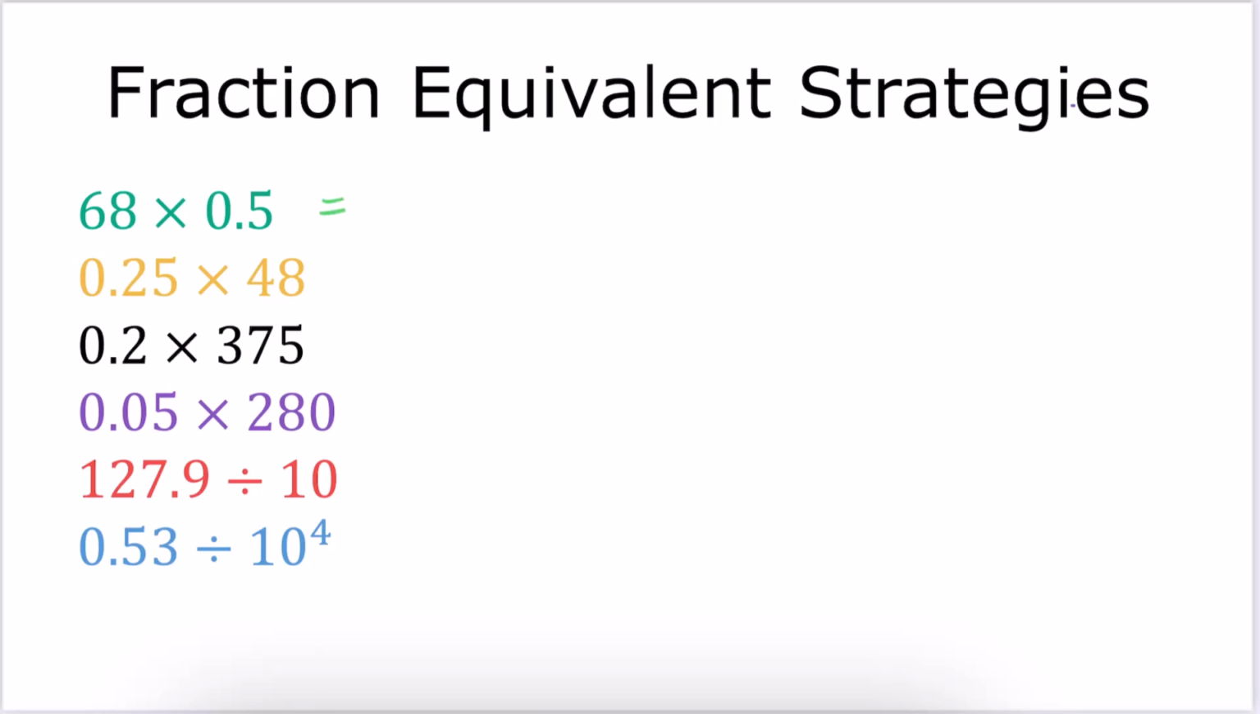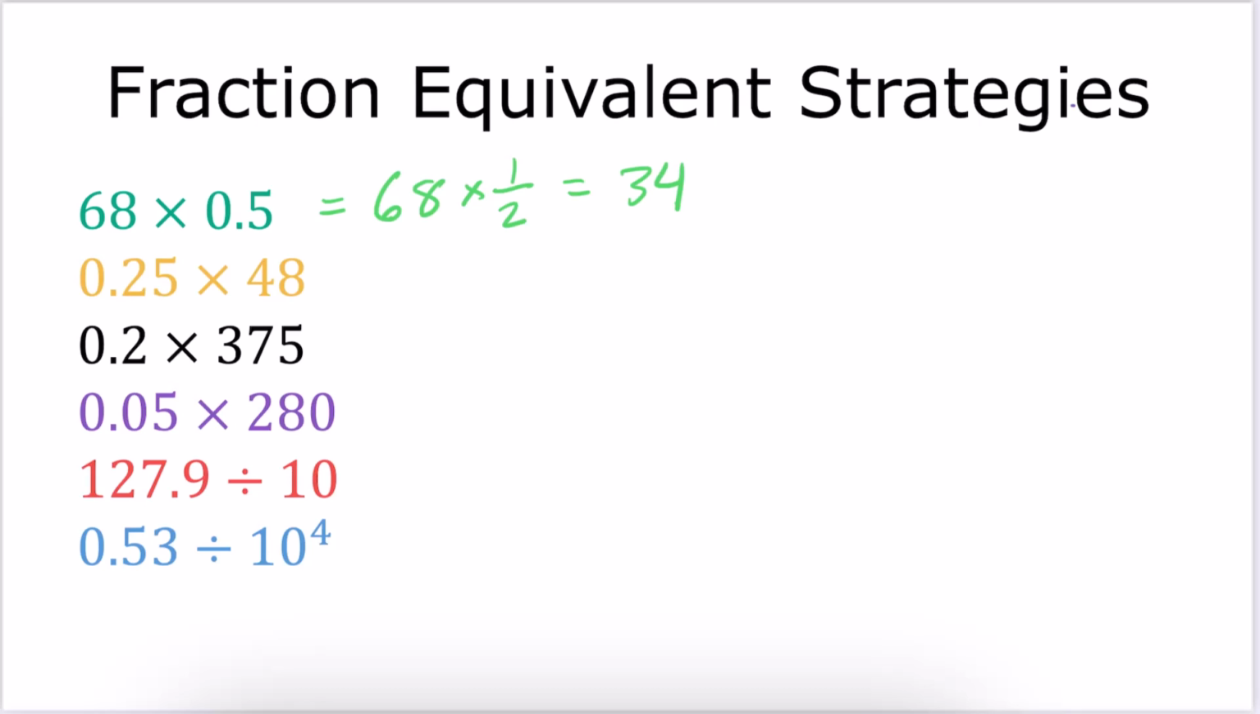Like, for example, if we think about 68 times 5/10 as being 68 times the reduced version of 5/10, which is 1/2. Well, 1/2 of 68 is just 34. And so that's a lot easier than trying to figure out what 68 times 5 is and then moving the decimal over and all of those steps.